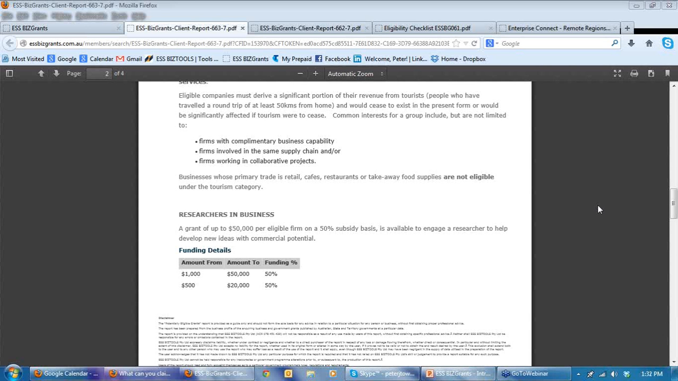Our suggestion is that you use ESS BIZGrants in one of the three following ways. The first one is that at this time of the year, as you approach the end of June, it's an ideal time to have an accountant that mightn't be as busy as what they normally are go through your business clients and start inserting the data into the profiles and producing some reports so that you can have a discussion with the clients and identify the grants that they may be eligible for.